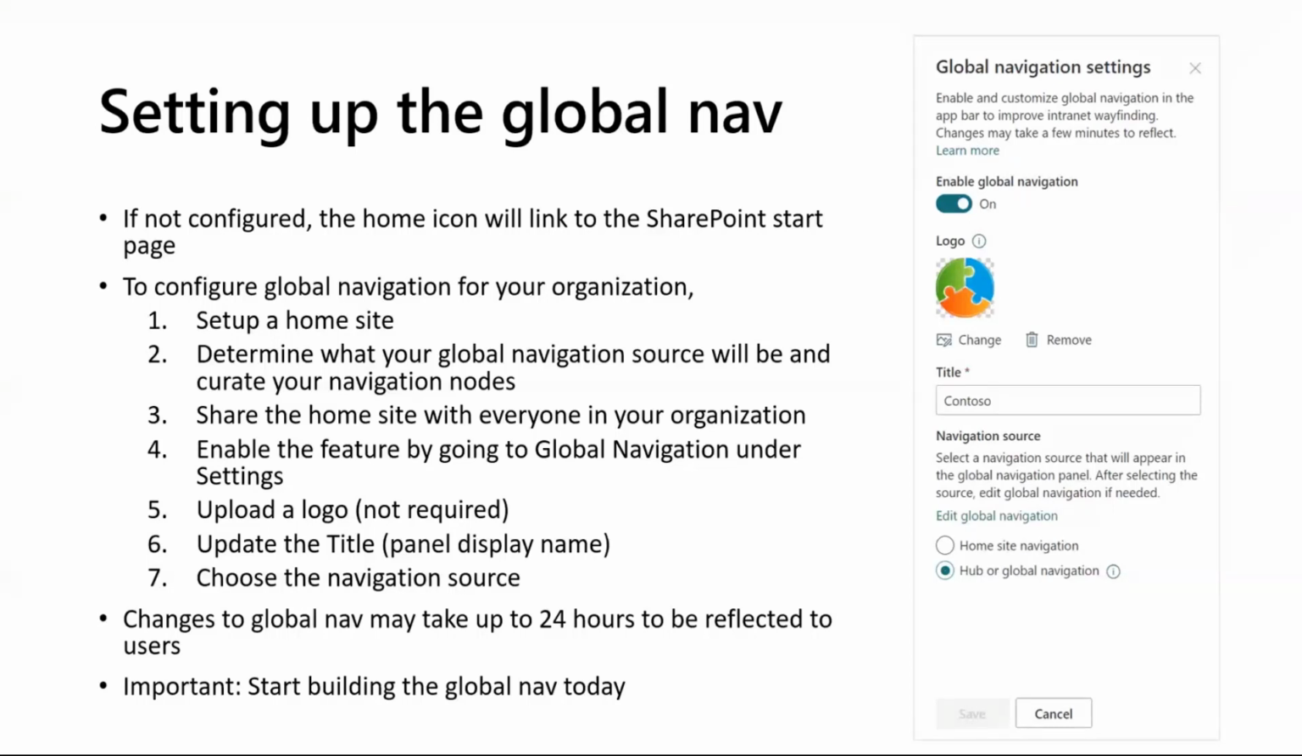And the other thing is, even though I know a lot of you might be excited for the feature and you want to be waiting for it, here's the good news. If you wanted to start working on your global nav, you could start setting up now. And so you can start curating your navigation nodes. And that's kind of what I recommend here. Determine what your global navigation source is going to be, start curating your nodes, start sharing your site. And then once the feature hits your tenant, you can then enable it and upload the logo, update the title, and choose the navigation source. You can start building this today, no need to wait.